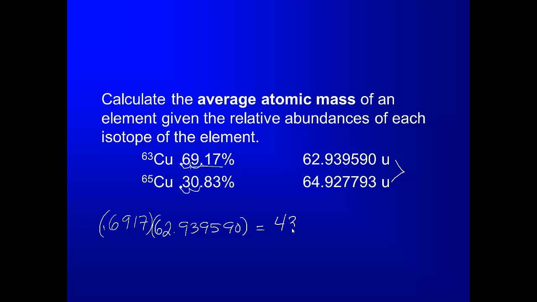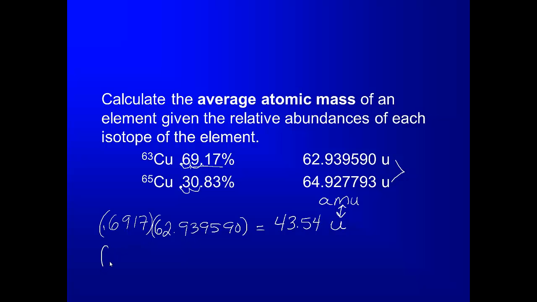43.54. Now I can label this U or AMU, atomic mass unit or just unit. They mean exactly the same thing. Some books and different places call it differently, so if you see an AMU, you see a U, they mean exactly the same thing. So in that isotope, 43.54 of its mass is coming from that copper 63.